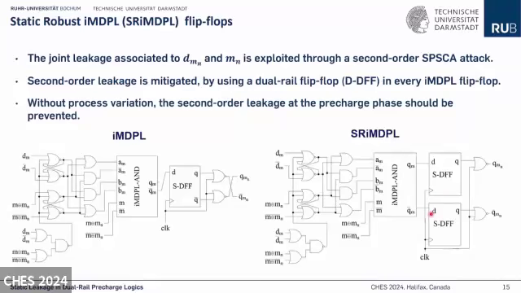Without intra-die process variation, such a structure would potentially mitigate this second-order data dependency. In other words, if both single-rail flip-flops are realized identically in silicon, the exploitability of the second-order leakage at the pre-charge phase should be prevented. We name this optimized version of the IMDPL flip-flop static robust IMDPL, or shortly SR-IMDPL.